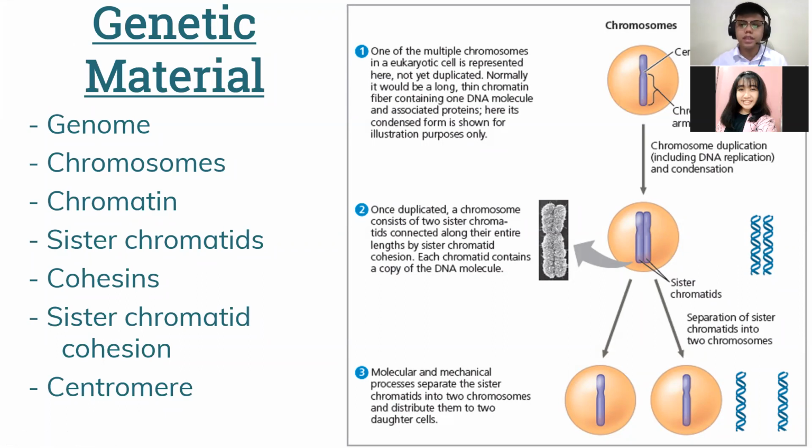Okay? Sister chromatids, usually ito yung pair. Yung typical na nakikita natin na chromosome is yung parang butterfly siya. So yung dalawang pair na yun, we usually term that as sister chromatids. Cohesins, so may sister chromatids ka. Cohesins would be the protein responsible for binding both of these sister chromatids together. Okay, so those are cohesins. Sister chromatid cohesion is basically the process of sticking them together.